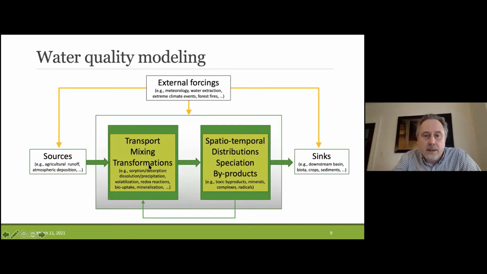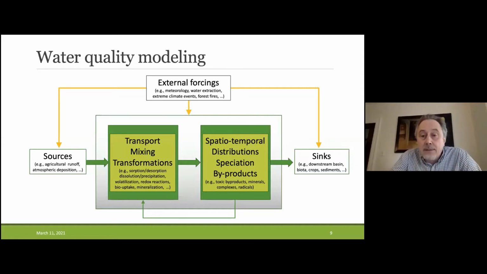And so I've marked here a couple of these transformation processes. If you're able to come up with mathematical representations for the transport and the transformations, you should be able to predict or simulate the spatial and temporal distributions, but also, particularly for reactive species, account for the different forms under which, say, nitrogen occurs in a lake or in a river system.